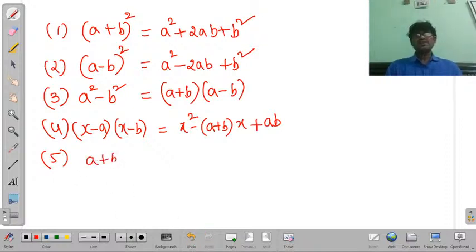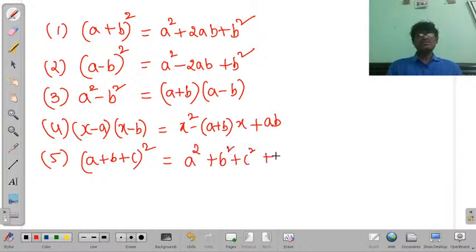Okay. Next, the fifth one. You can use x, or you can say a plus b plus c whole square. This is equal to a square plus b square plus c square plus 2ab plus 2bc plus 2ca.